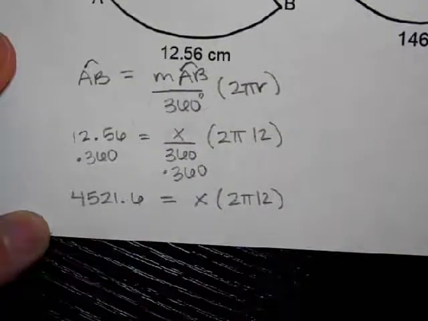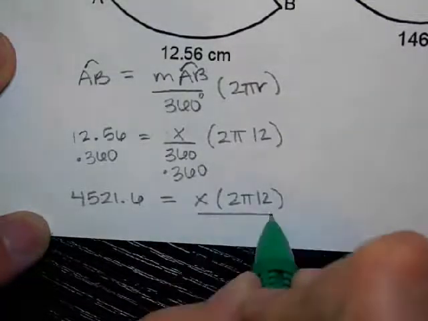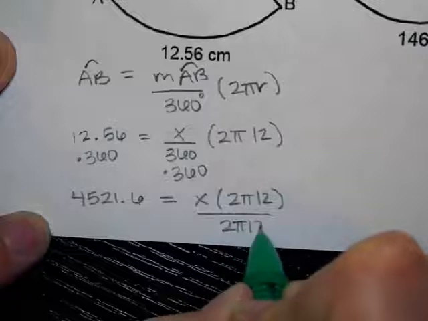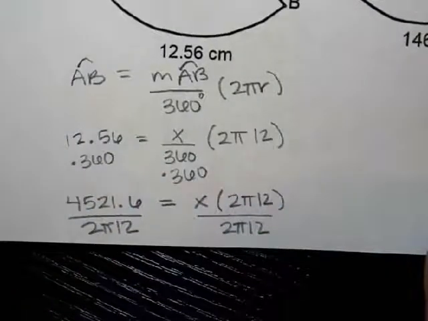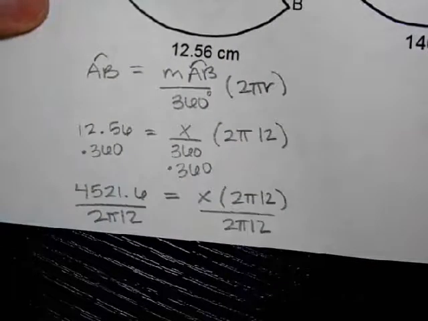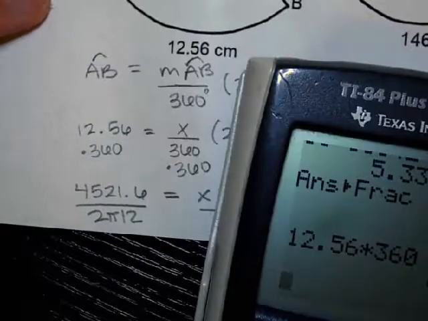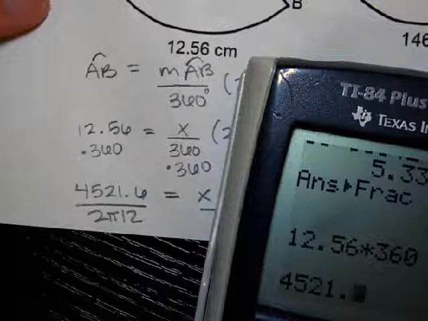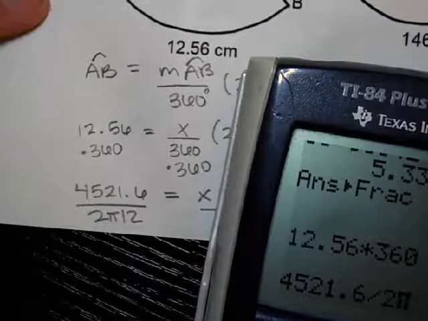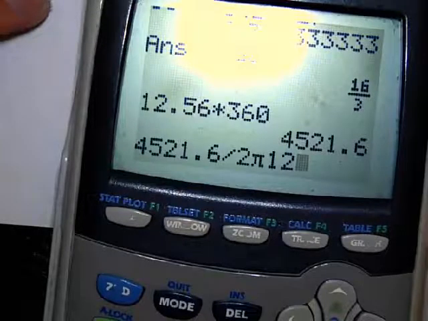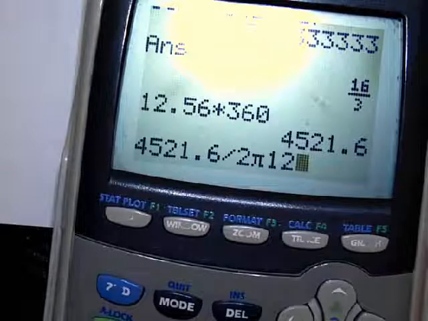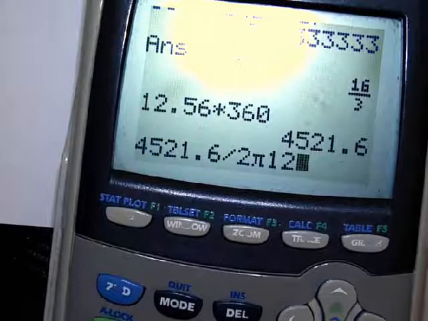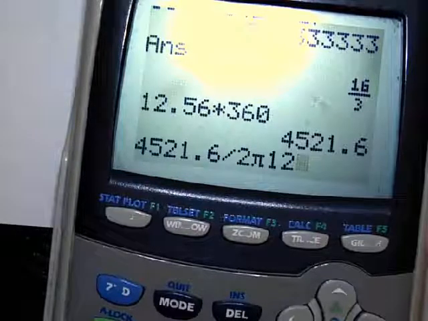Now, when you type in divide by 2 pi 12, we're dividing by 3 things, so we have to be careful. If you type into your calculator 4521.6 divide by 2 pi 12 like this, you're going to get the wrong answer. Because what your calculator is going to do is divide by 2, and then multiply by pi, and multiply by 12. That's what your calculator does if you type it like this.